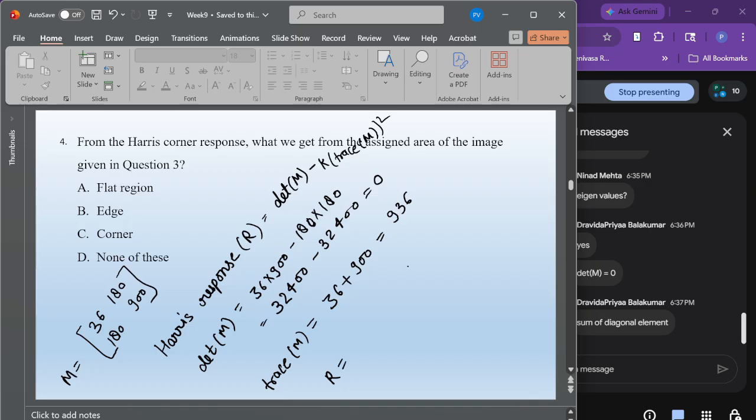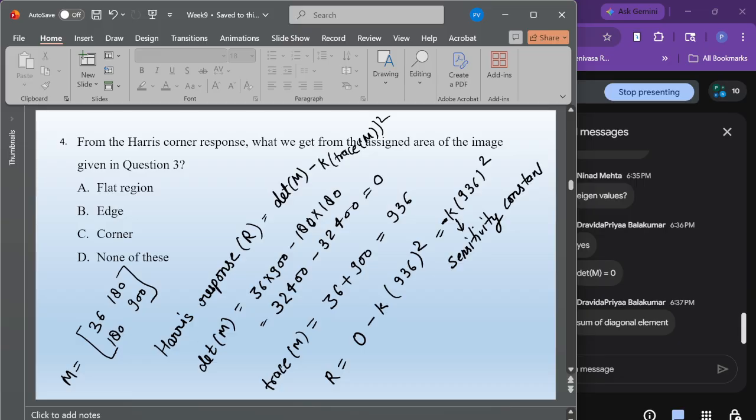So R is equal to the determinant, which is 0 here, as given, minus K times 936 whole square. So minus K into 936 whole square. Here K is our sensitivity constant.